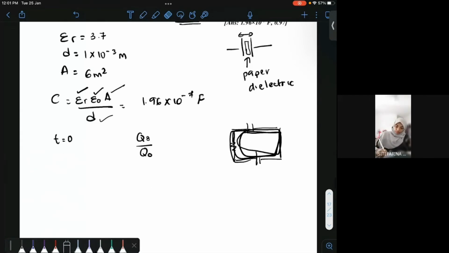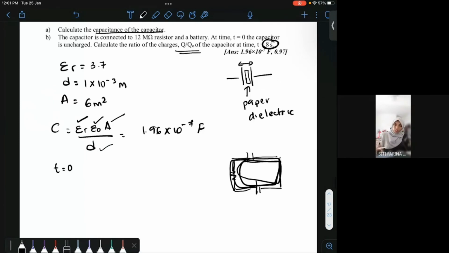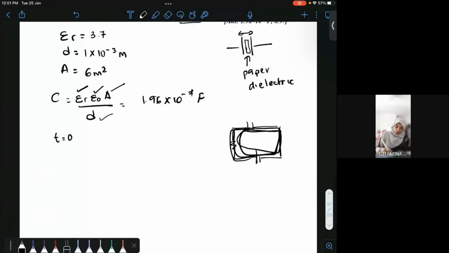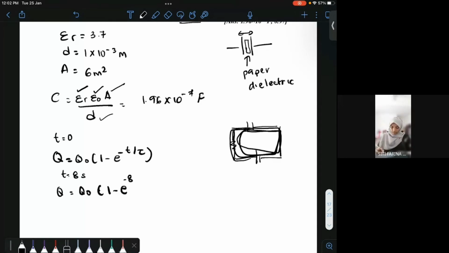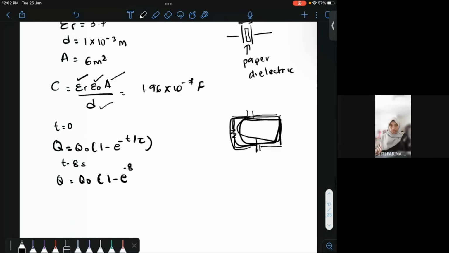So basically, cara kita buat dia adalah sama. You're going to start with the equation for this particular process. Proses ini adalah charging process. So equation untuk charging process adalah Q equals Q naught times 1 minus exponent negative T over tau. So this is the equation yang kita akan guna. Soalan nak Q over Q naught at T is equals to 8 second. Okay, 8 saat. So Q naught 1 tolak eksponen masa kita adalah sekarang 8 saat. Tau kita dekat sini adalah RC.